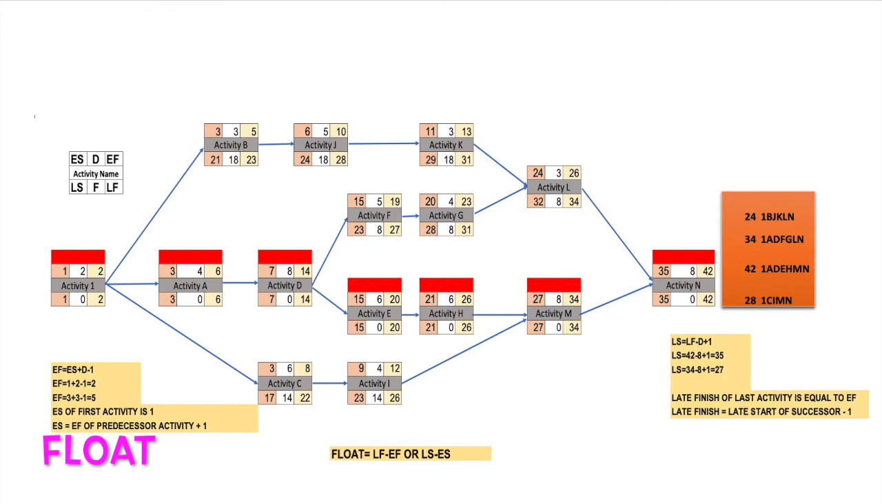So we are doing two activities, activity M and activity L. We need 3 days for activity L and 8 days for activity M. We cannot delay our activity M, but we can delay our activity L by up to 8 days.